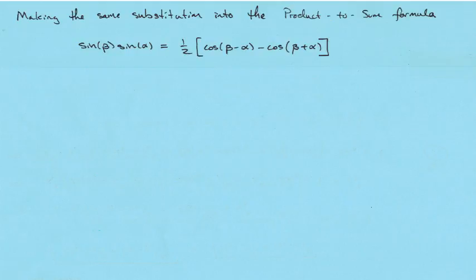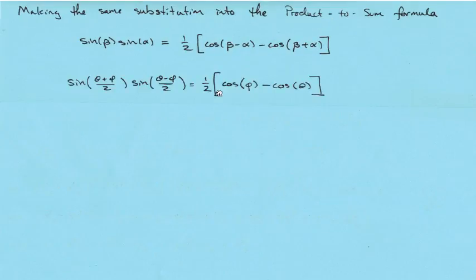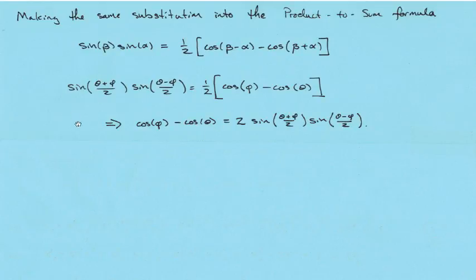Okay. So if we do the same substitution as we did before with our product to sum formula, then we have the sine of (theta plus phi)/2 times the sine of (theta minus phi)/2 is going to be 1/2 cosine of phi minus cosine of theta. If we move the 2 over to the other side, then we have our third sum to product formula, so that the cosine of phi minus the cosine of theta is equal to 2 sine of (theta plus phi)/2 times the sine of (theta minus phi)/2.